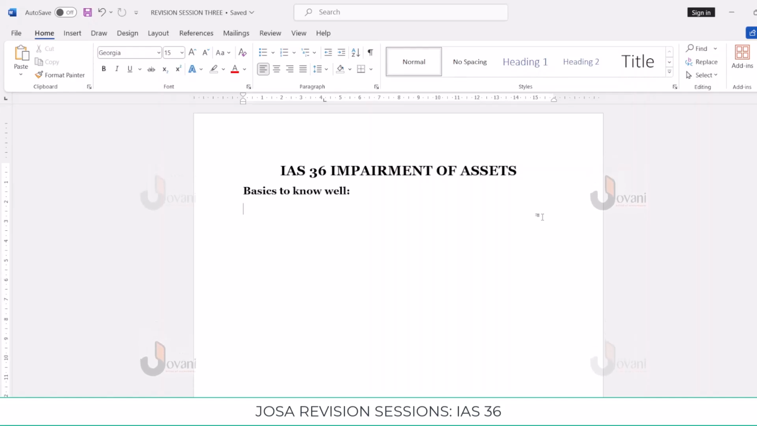Perfect. So this evening, we are going to look at IAS 36, impairment of assets. It is a very important standard when it comes to your paper. And trust me, you will not miss it in section A. Trust me. Therefore, you should give it maximum attention.